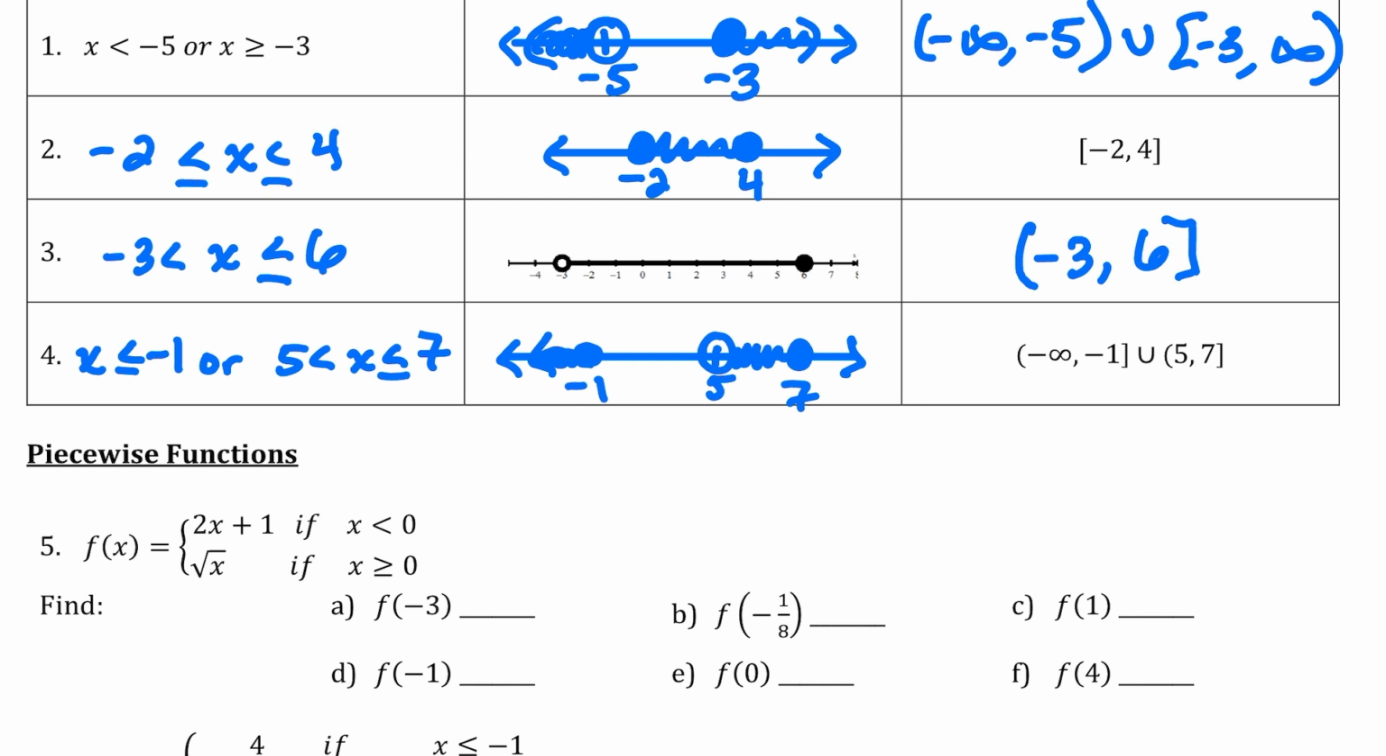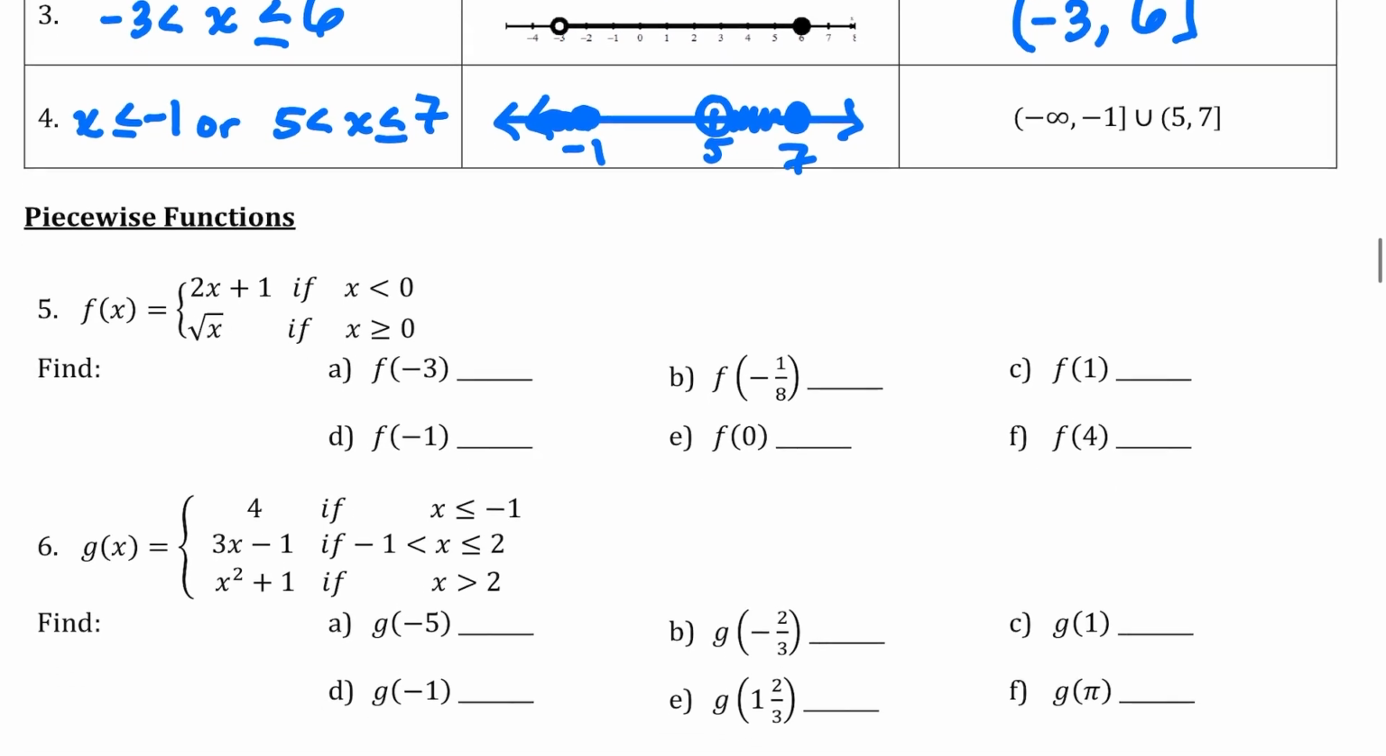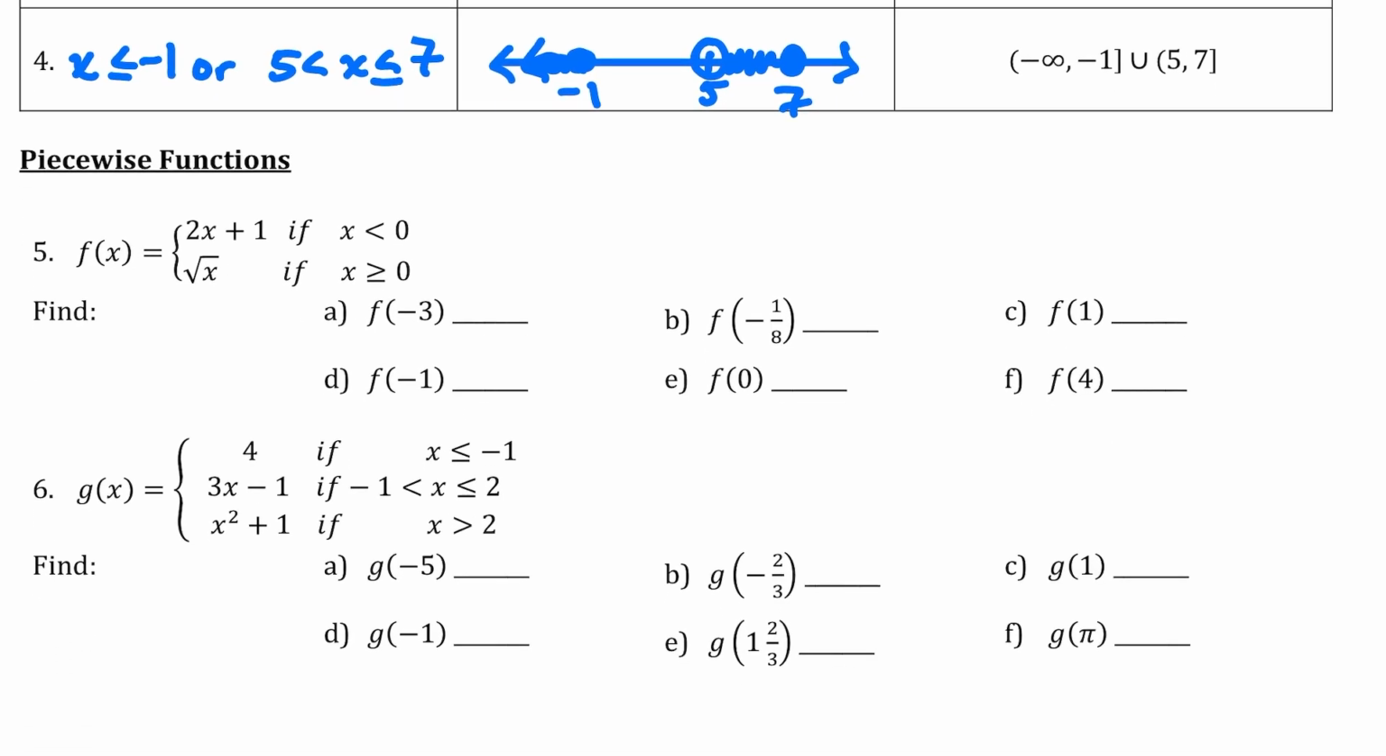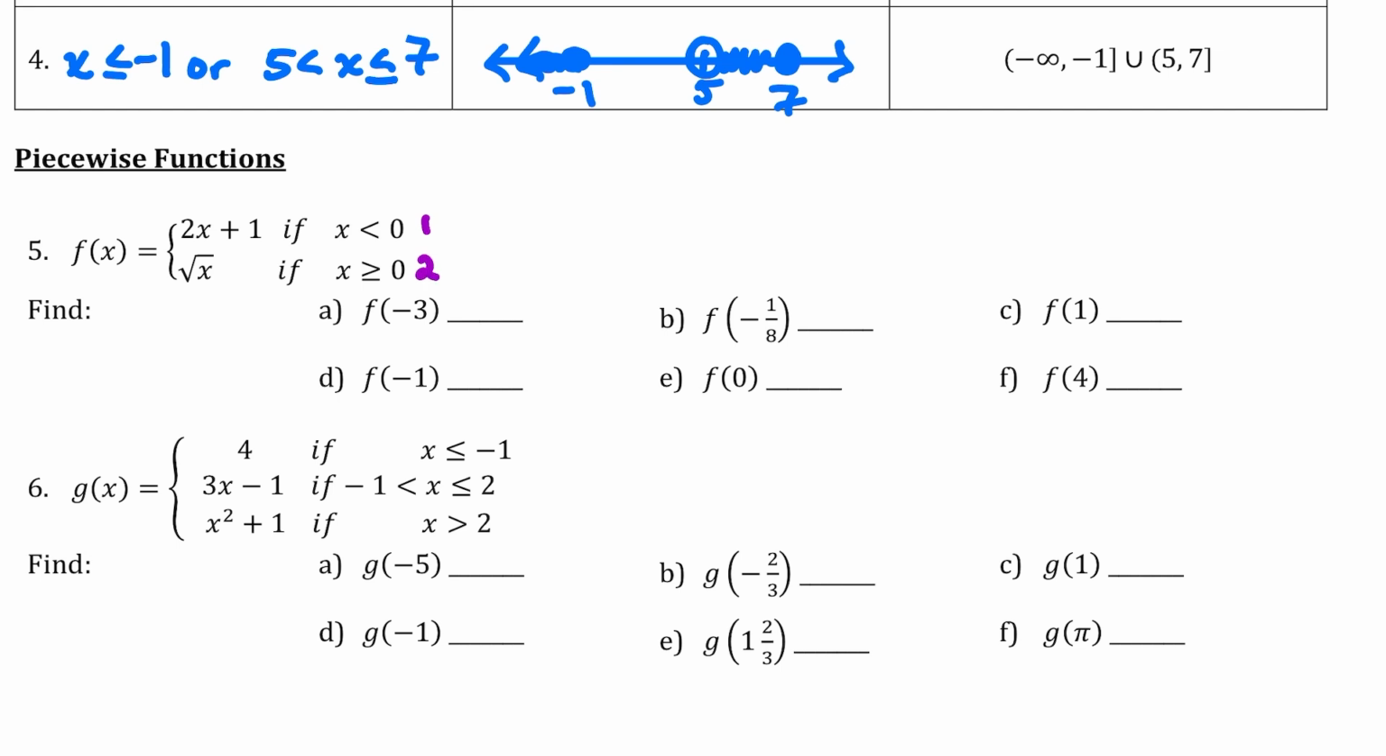So piecewise functions are very particular. It all depends on what value of x, and the interval of x's that we're talking about is denoted here. So if x is less than 0, we're looking at this first equation. If we're talking about greater than or equal to 0, we're looking at the second equation. So what I would like to first do is label this 1 and 2, and just go through and make sure you know which equation we're going to use.